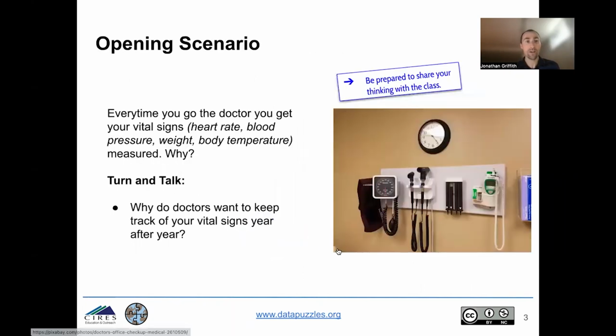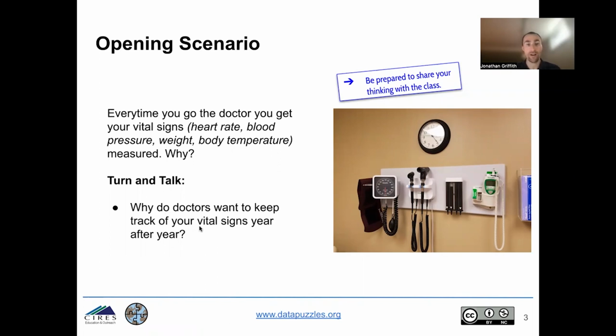For the tipping point, the opening scenario is a question, a prompt. And so introducing it to students, every time you go to the doctor, you get your vital signs. These are things like a heart rate, blood pressure, your weight, body temperature. You get these vital signs measured, and you want students to think about why that's the case. And so students will respond to the prompt: Why do doctors want to keep track of your vital signs year after year?